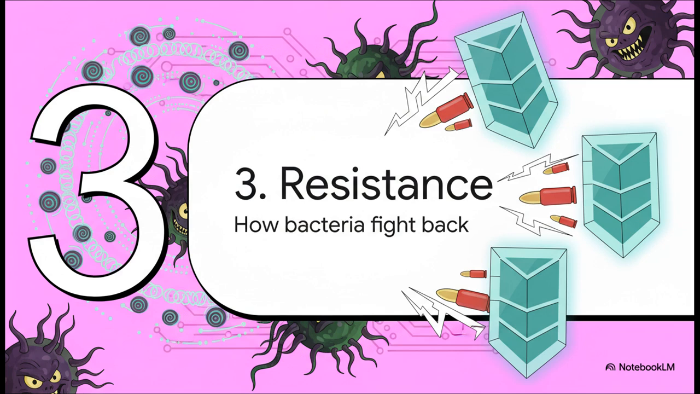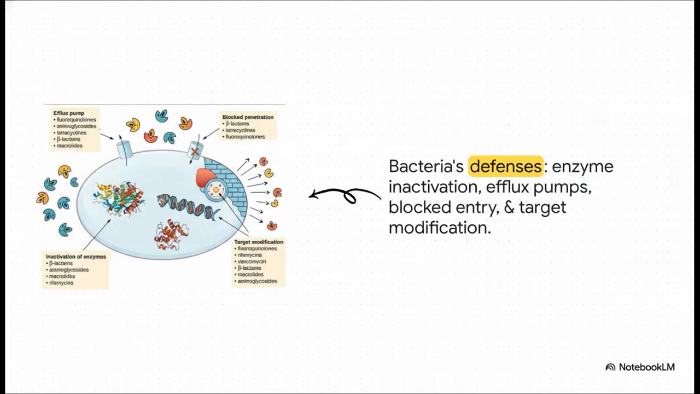Our enemy is smart, and it has developed some seriously sophisticated ways to survive. And this is how they do it. They've got four main defensive plays. They can release enzymes that just chew up our drugs. They can install these little pumps that literally spit the antibiotic right back out. They can change their outer armor to block our drugs from ever getting inside. Or, and this is a really clever one, they can just change the lock, modifying the target so our drug key no longer fits.